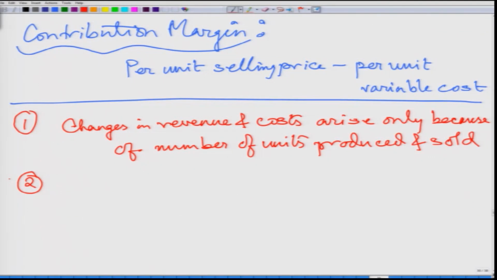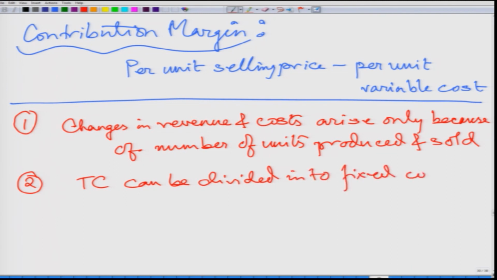The second is total costs can be divided into fixed cost and variable cost. Now fixed cost is fixed irrespective of the output of production, whereas variable cost will change with respect to the amount of production or the level of output.